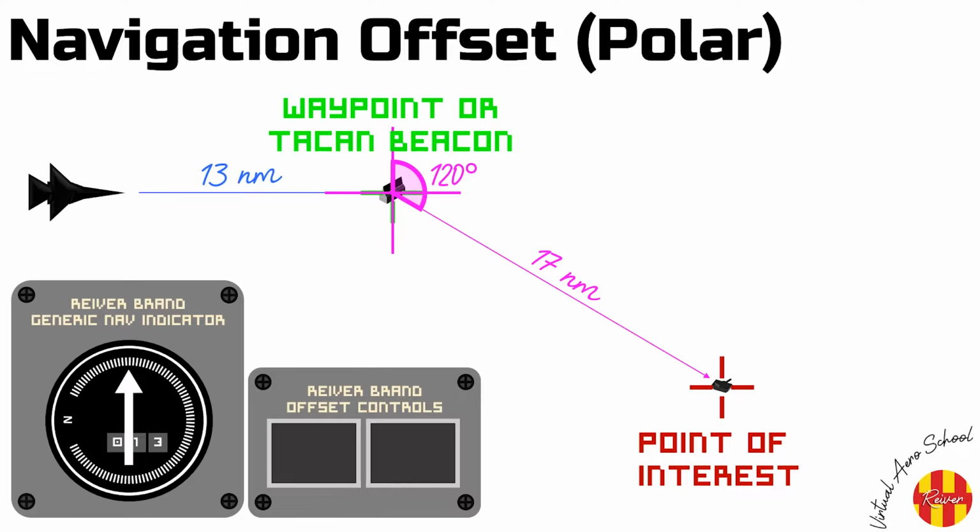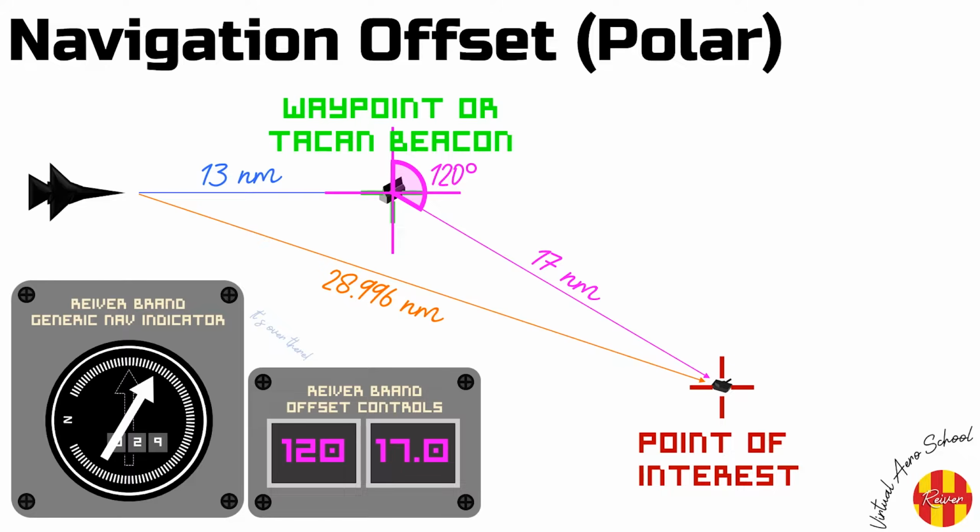If the polar coordinate, in other words the bearing and range from the known location to the point of interest, is known, this information can be inputted into the navigation systems in the cockpit. This causes the navigation instruments to adjust accordingly, calculating the location of the point of interest relative to the known location and directing us towards it.